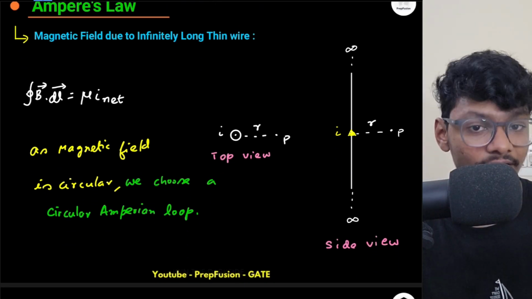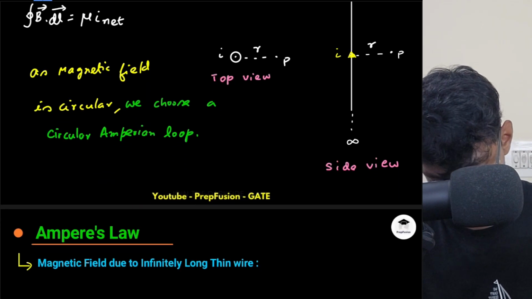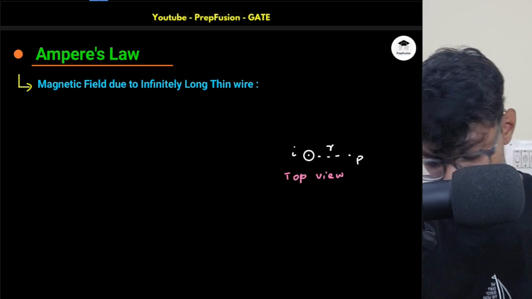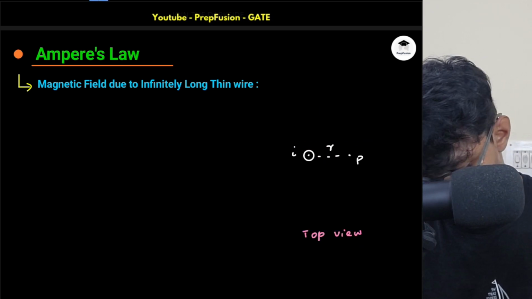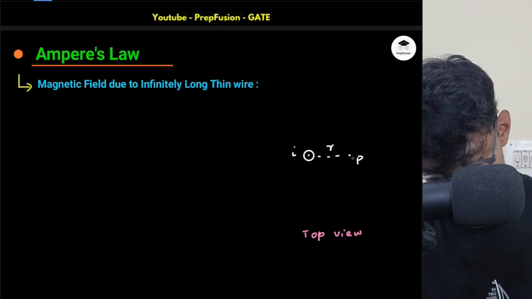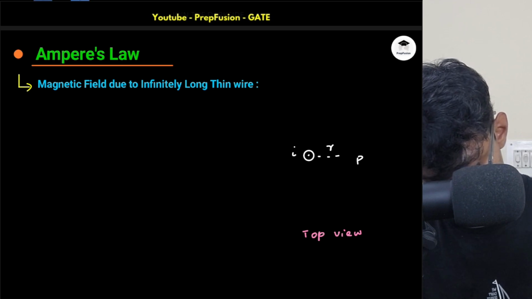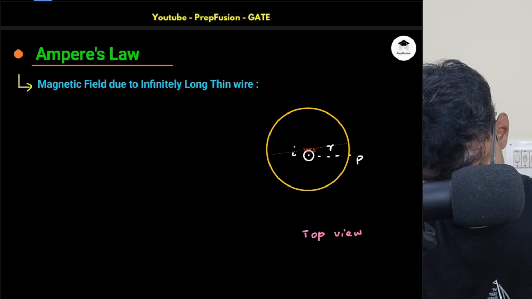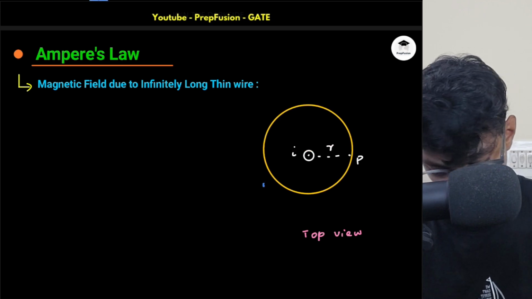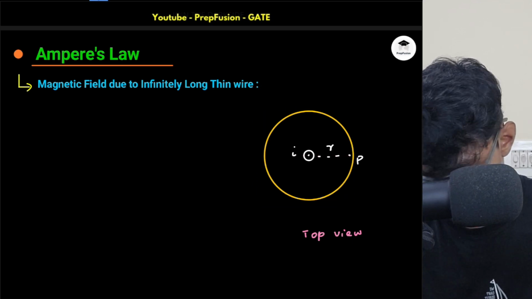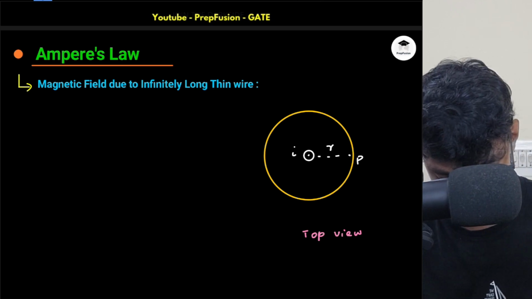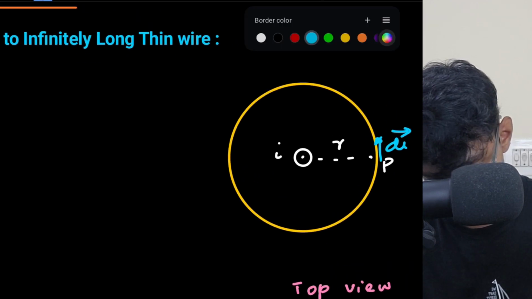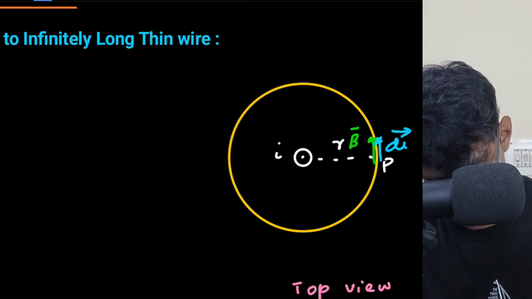Now if you choose a circular Amperian loop, what advantage does it give me? The simple advantage, if I show you at the bottom, is that the angle between the dl vector here and the B, this is not the center, the angle between the dl vector and the B will always be 0.